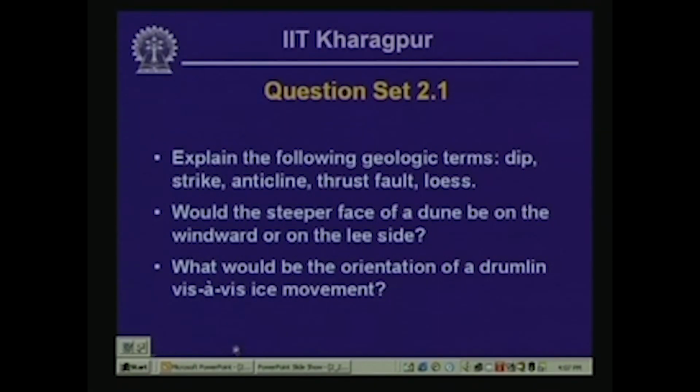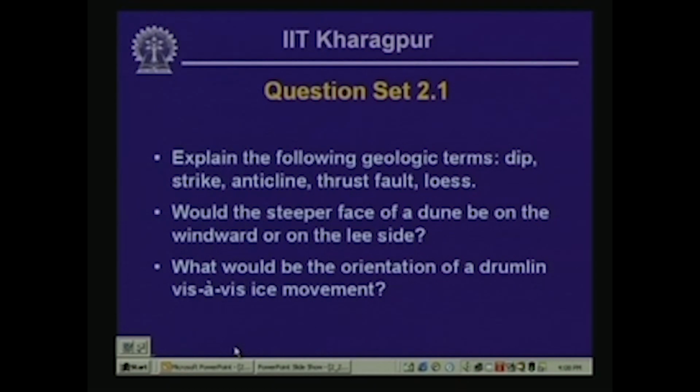And the other one that we asked is about loess, about the deposit called loess. Loess is essentially soil composed of silt size particles, and that is essentially transported by the action of wind.